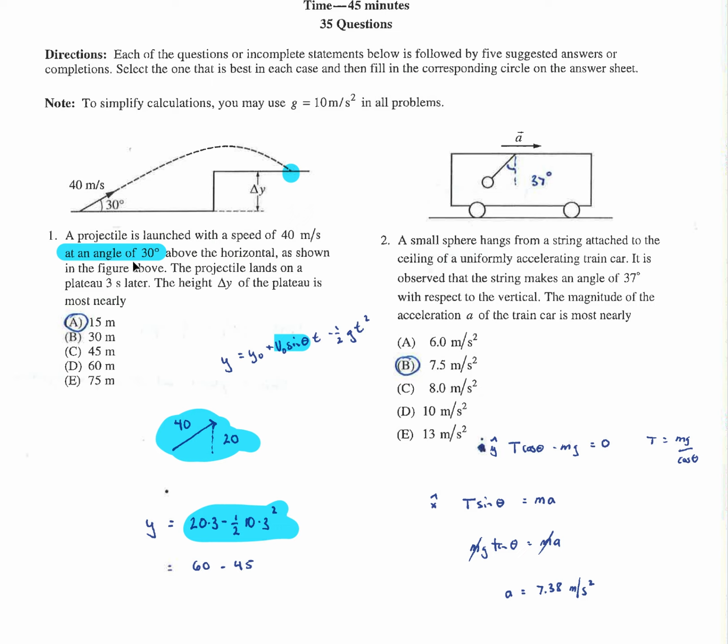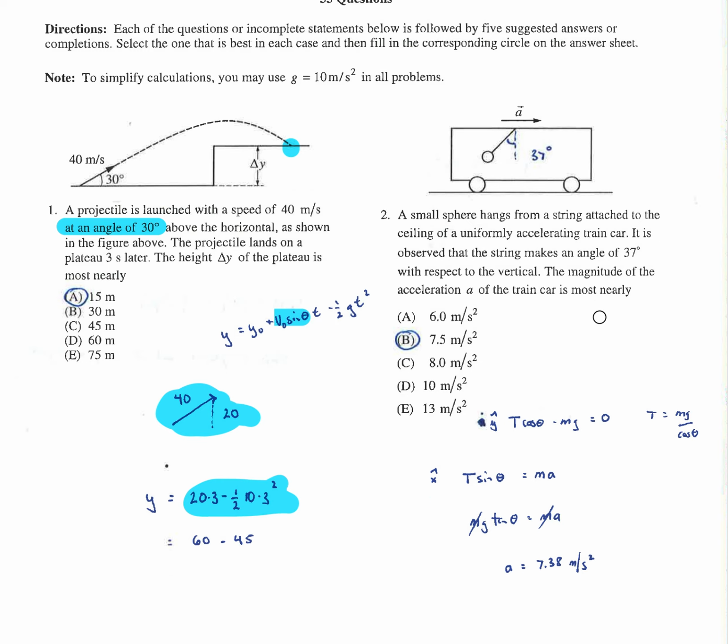Again, think projectile motion, and they did use some special right triangles. You now have your calculator, and so you could have just put in 40 sine 30 times 3, or you could hit this and you could graph it at 3. It doesn't really matter.